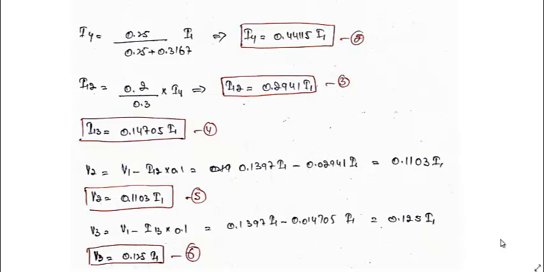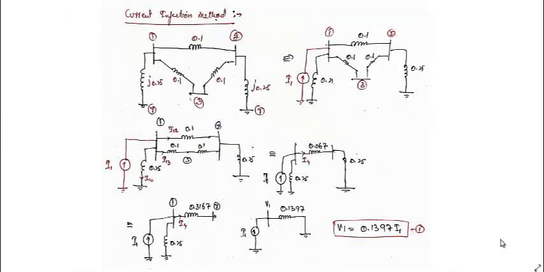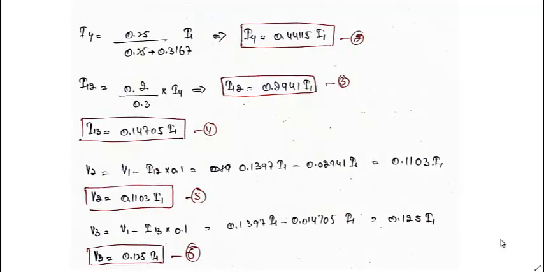Here it should be J, but V1 is itself equal to J 0.1397 I1 minus J 0.0241 I1. It means it has only J. So this comes out to be 0.113 I1. Here also we should have J. So V2 will be equal to J 0.1103 I1. Similarly, V3 can be calculated as V1 minus this I13 into 0.1. So J 0.1397 I1, that's V1, minus, this is without J, 0.04705, that gives 0.125 I1. So V3 will be equal to this.